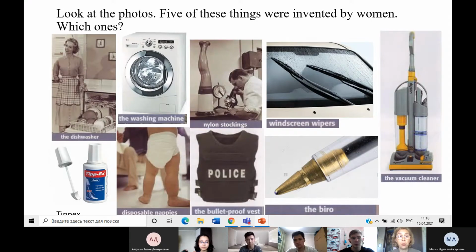So, let's go back to our mothers of invention. We are going to speak about things which were invented by women. So look at the photos. 5 of these things were invented by women. Which ones? So we can see the dishwasher, Tipex. Откуда они взялись? Can you guess? The washing machine, nylon stockings. Tipex, maybe. Okay.